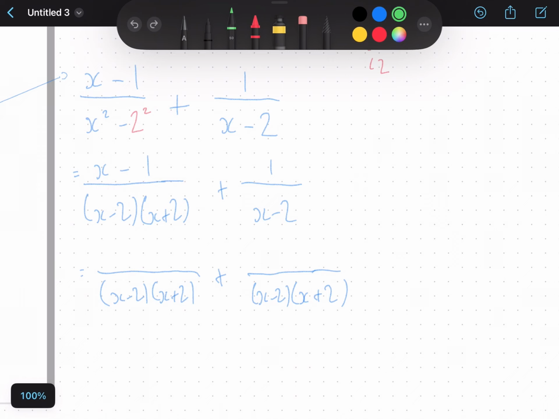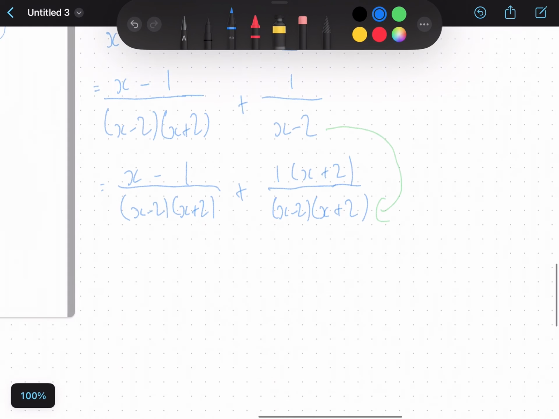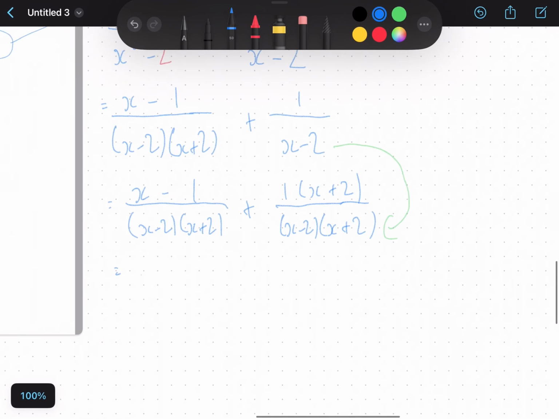So, looking at this, you haven't done anything with this part of the sum, so it is still just x minus 1 on top. And over here, it's x minus 2 on the bottom, and then it's x minus 2 multiplied by x plus 2. So what do you multiply x minus 2 by to get x minus 2 multiplied by x plus 2? It's x plus 2. So I'm going to multiply 1 by x plus 2. The first one there, I'm not going to do anything with for now.